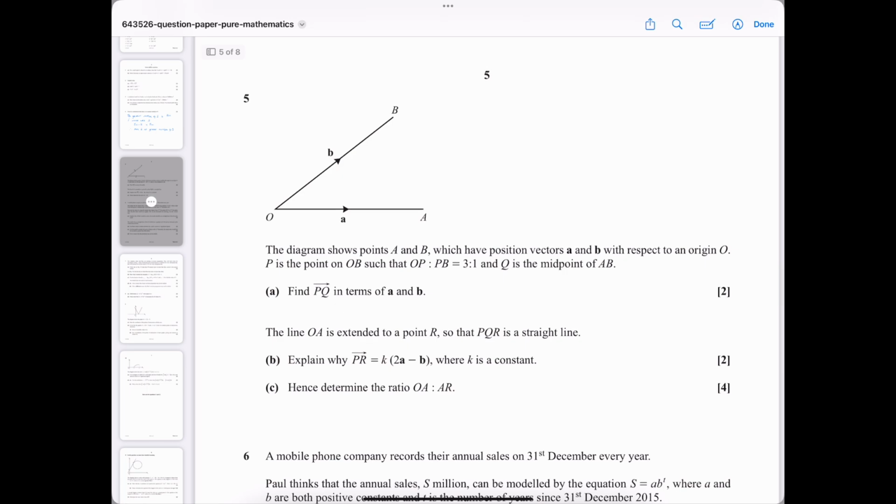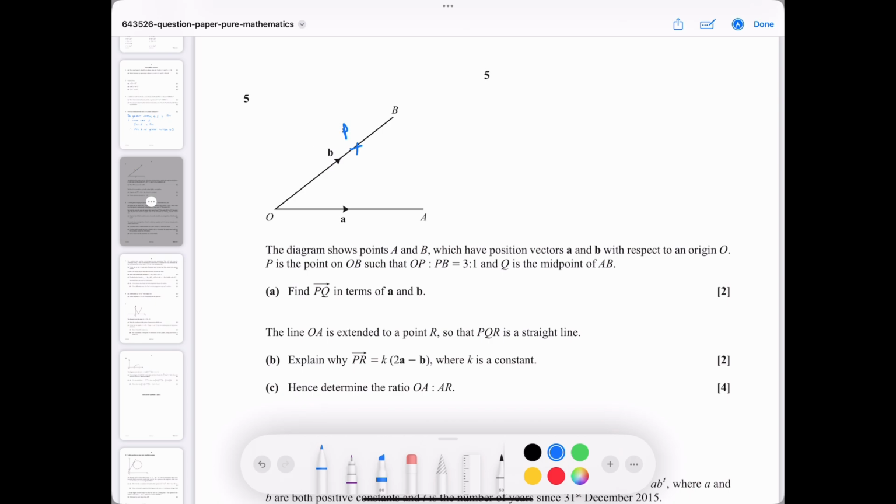Okay, here we have a vector. The diagram shows points A and B, which have position vectors a and b with respect to O. P is the point on OB such that OP to PB is 3 to 1. So if P is there, that's 3/4 and that's 1/4. And then Q is the midpoint of AB. So let's draw that in. And that's Q, and that's half, and that's half.